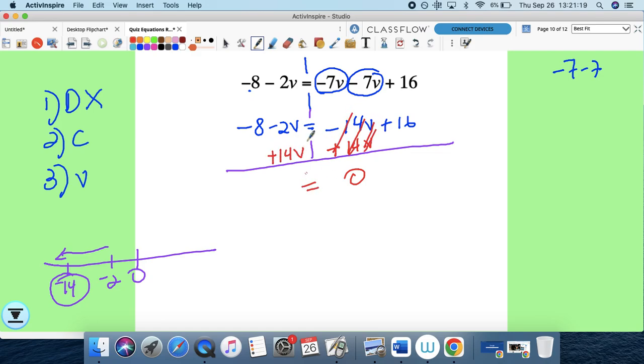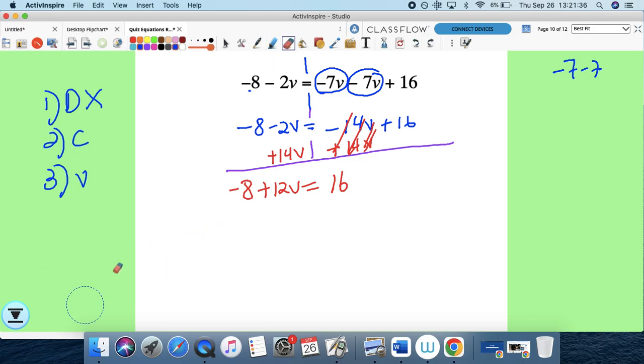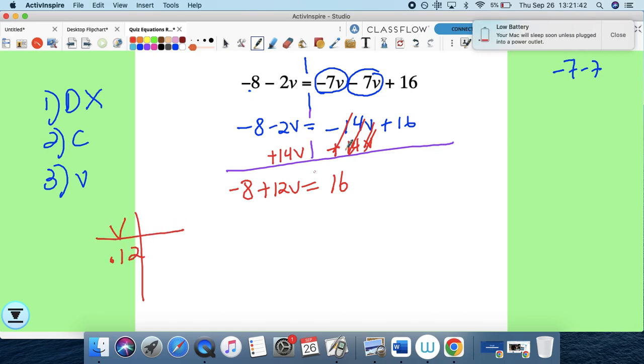It becomes 0, which I'm going to erase. The only thing left over on the right side is 16. So I'm going to write 16. Over here, negative 8 combines with no one. And negative 2v plus 14v is positive 12v. Now, I will continue to do this for a little while more. I have a variable v that's being multiplied by 12.